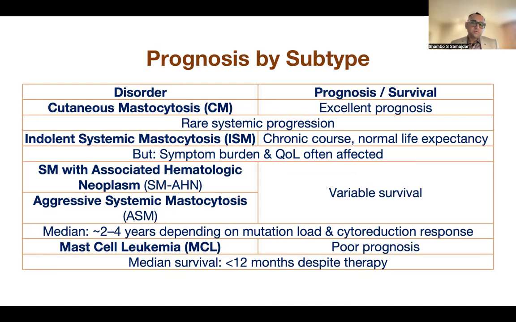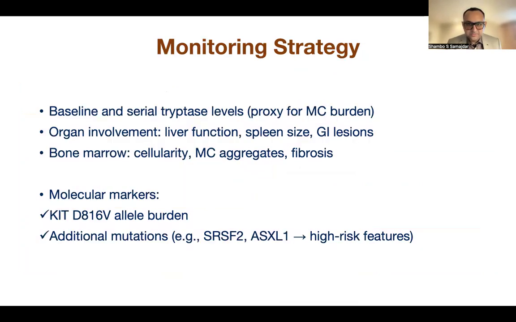And when we talk about systemic mastocytosis with associated hematologic neoplasm or aggressive systemic mastocytosis, which is the domain of the hematologist, we need to refer them early to the hematologist and oncologist. They have a variable survival, 2 to 4 years, depending on the mutation load and the cytoreduction response. And we know that mast cell leukemia has a very poor prognosis, and median survival is less than 12 months despite therapy. And in these cases, the hematologist and oncologist are the best persons to treat them.